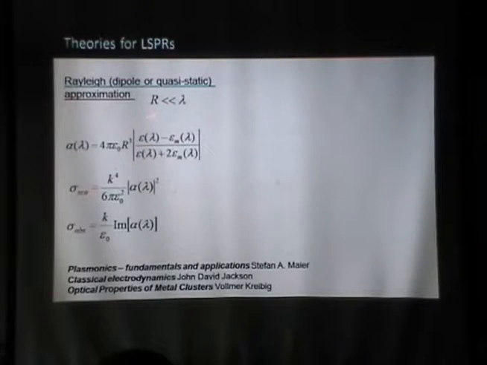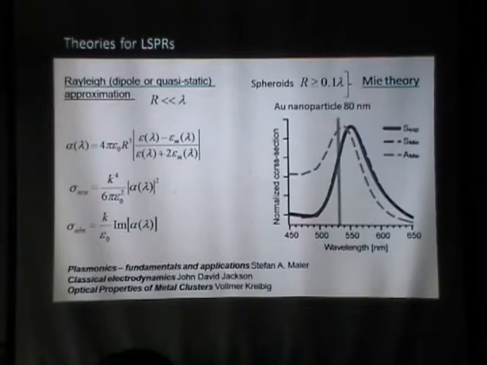If the particle is bigger than this, actually if it's bigger than 5 or 10% of the wavelength, these formulas don't work anymore, and one needs to solve the problem more accurately. For example, with the Mie theory. Here, I'm not going to tell you all the details about the Mie theory, it's just solving the Maxwell equations in spherical coordinates. But what I want to show you is that the Mie theory works really well.